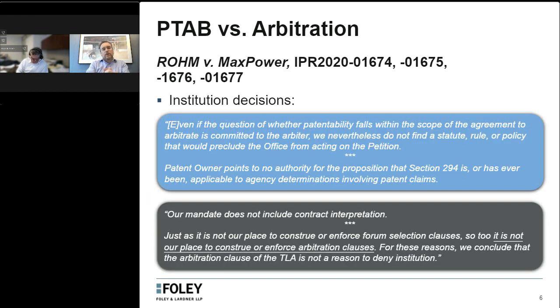I just pulled a few excerpts here that I think are some of the key excerpts from the institution decisions. The board basically said, no, we're not going to do that. Even if there's some question about whether this dispute falls under what should be arbitrated, we, the board, can't find any statute, rule, or policy that would preclude us from acting on the petition. And we can't find anything that says 294 cabins our authority, limits our authority to institute and hear these IPR petitions in the proceedings.